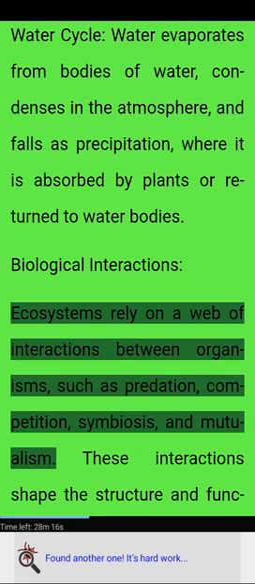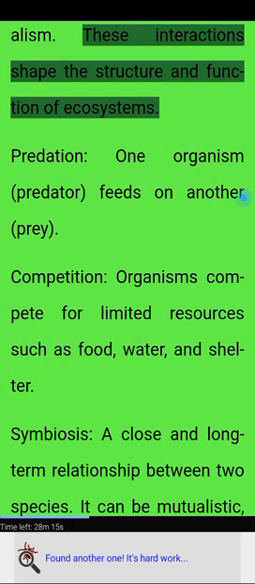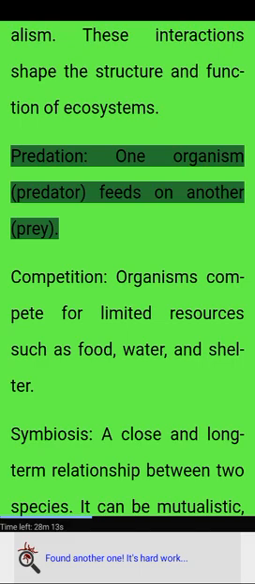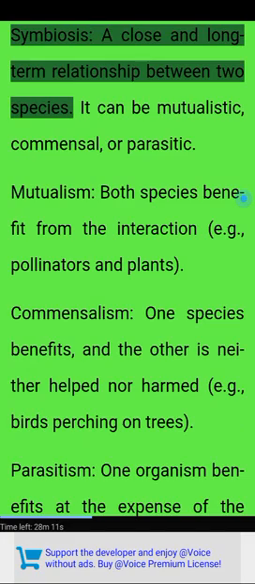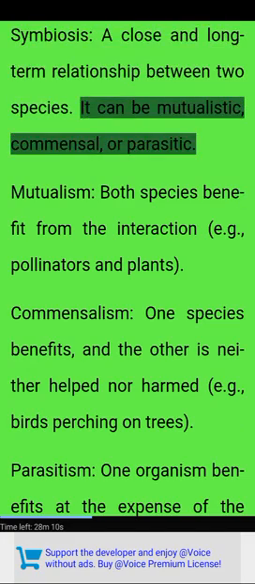Biological interactions. Ecosystems rely on a web of interactions between organisms, such as predation, competition, symbiosis, and mutualism. These interactions shape the structure and function of ecosystems. Predation. One organism, the predator, feeds on another, the prey. Competition. Organisms compete for limited resources such as food, water, and shelter. Symbiosis. A close and long-term relationship between two species. It can be mutualistic, commensal, or parasitic.